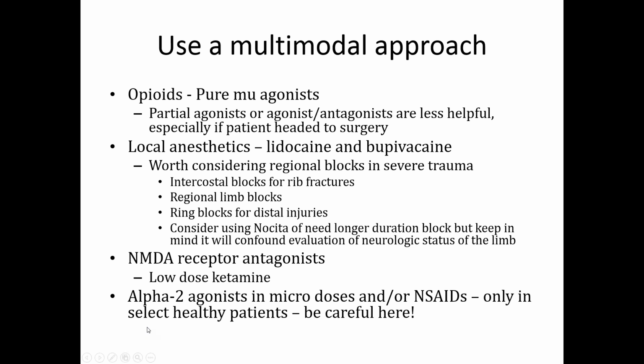If your patient is otherwise healthy and stable, you can use microdoses of alpha-2 agonists, and you can add in an NSAID. But these need to be cardiovascularly stable patients that are okay to have those drugs at that time. If the patient is headed for surgery, it's preferable not to give the NSAID until they come out of surgery because of the potential for hypotension and damage to the kidneys. So these are the things to consider.